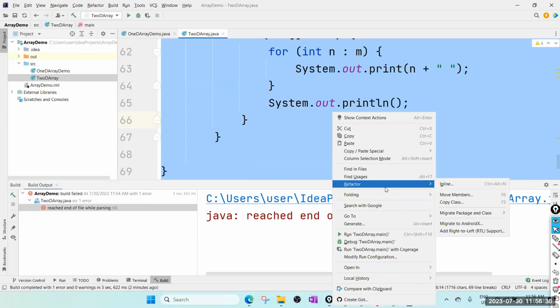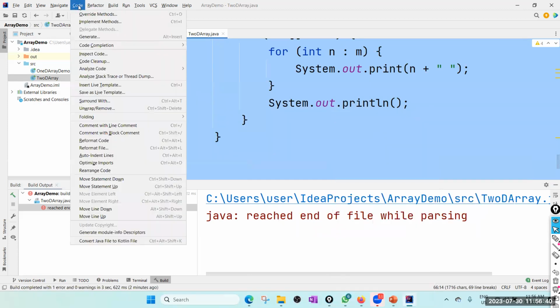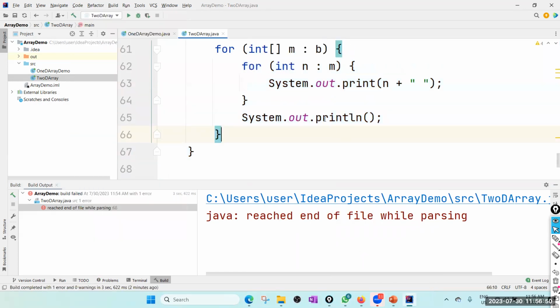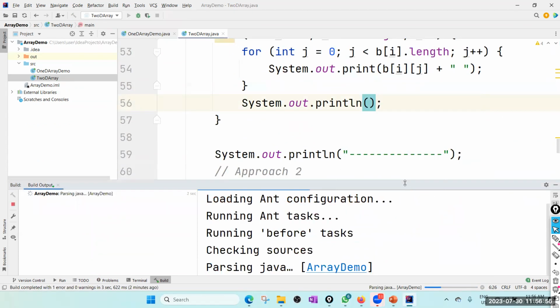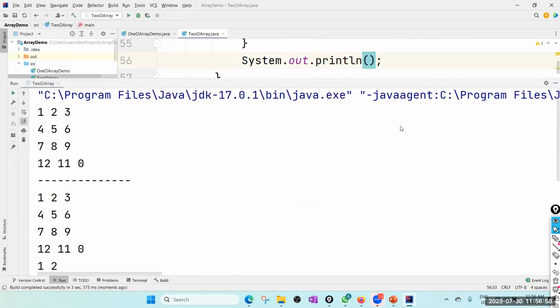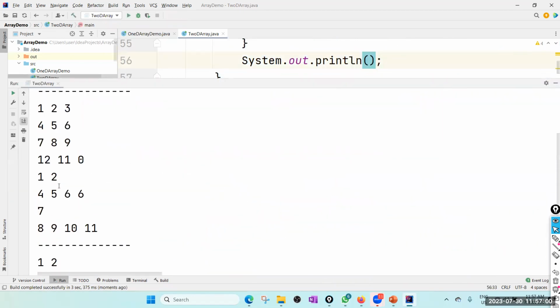Where is the format? Right. Format right. So this must work exactly the way it works previous. Okay, you can see this is odd shaped array.